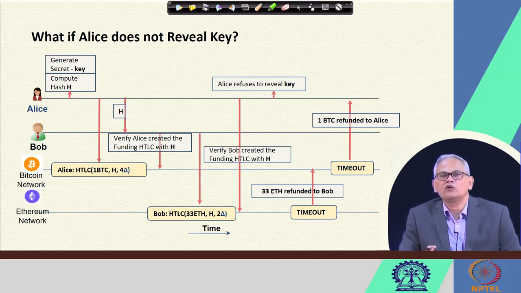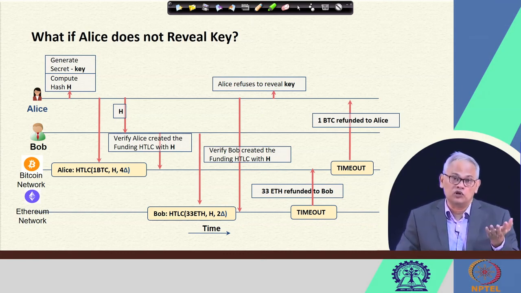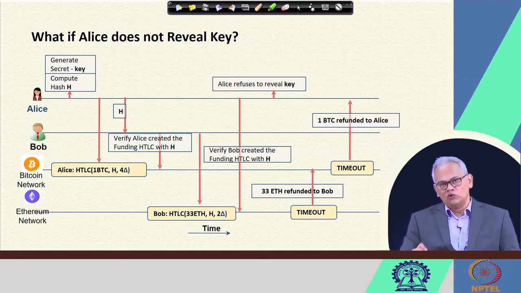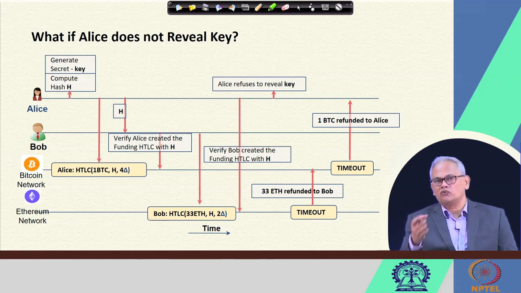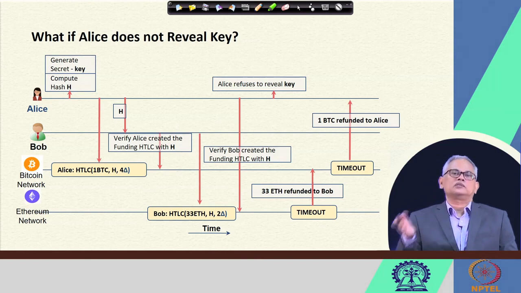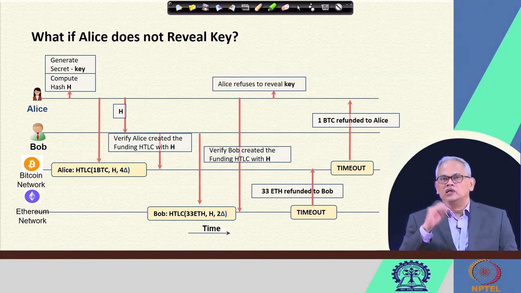But then by that time, because Alice has timed out and has got back her 1 Bitcoin, Bob cannot now claim that 1 Bitcoin from the contract, because it has already timed out. So, it is very important that these different timeouts are appropriately chosen, so that such a situation does not occur, where Alice gets back her 1 Bitcoin due to timeout, and also by revealing the key gets the 33 ethers of Bob, which was there in the contract, and in the process Bob gets nothing. So, it is important that the timeout of Bob occurs before the timeout of Alice.